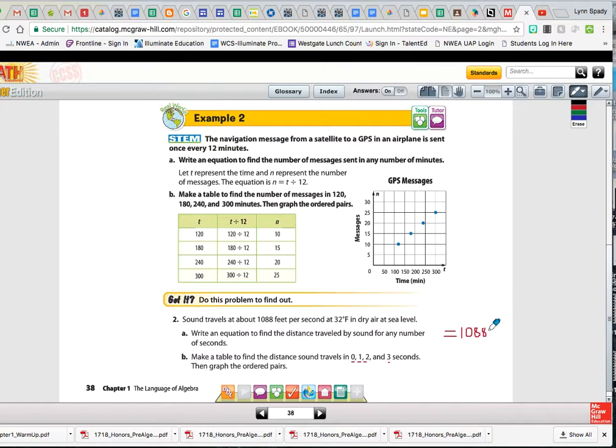And so we're going to represent that with a variable. You could put S for seconds, you could put X. It really doesn't matter what variable you use. And we're going to set that equal to another number, which at this point we don't know. We're just setting up a general equation. It's going to be y equals 1088x. Okay, so there's our equation.